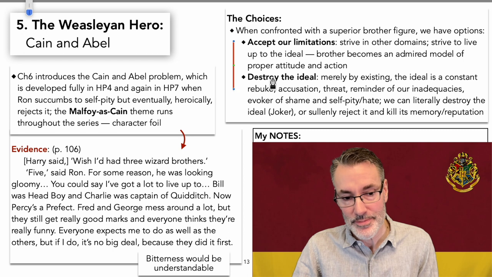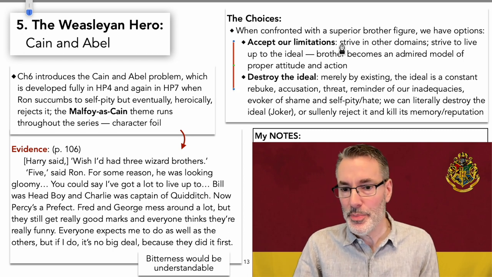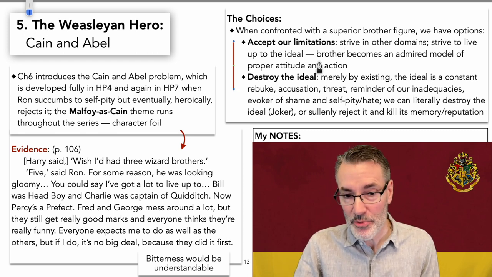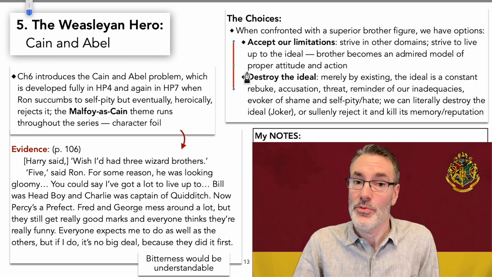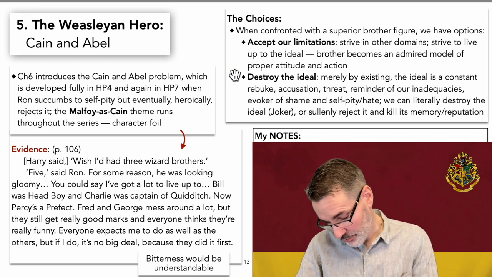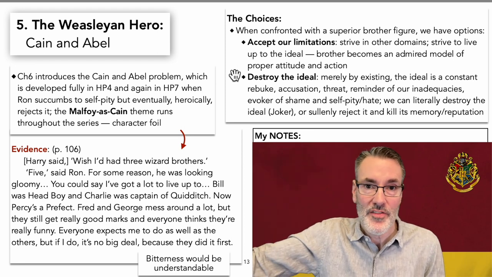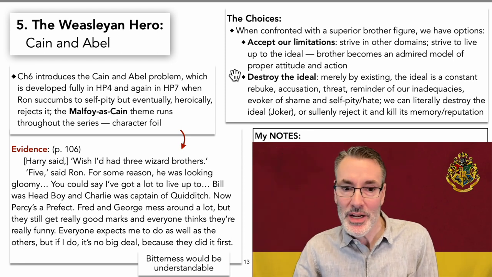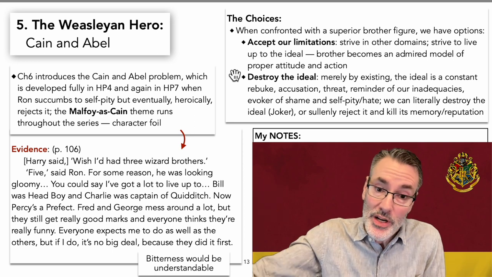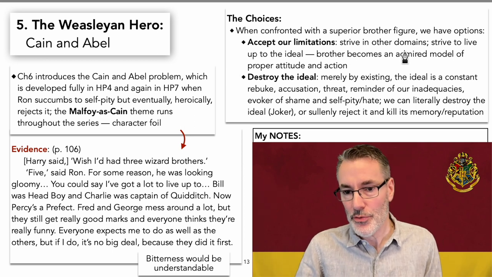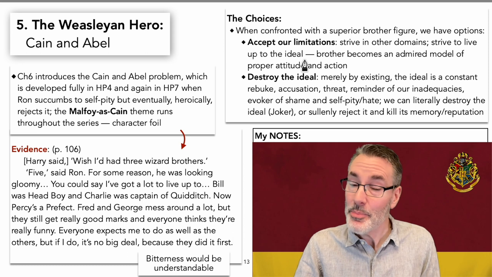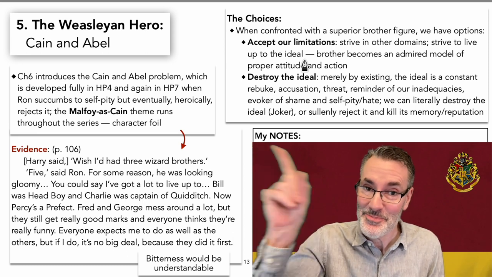So what are your choices? When confronted with a superior brother figure or sister figure, we have options. We can accept our limitations. That's what most of us do, because even if it's not directly a sibling rivalry, there's rivalry all around us. I've met people all my life that are much better at many different things than I am. But what do you do with it? You accept your limitations. You strive in other domains. You strive to live up to the ideals. Wow, that guy's great. I'm not going to be that guy.